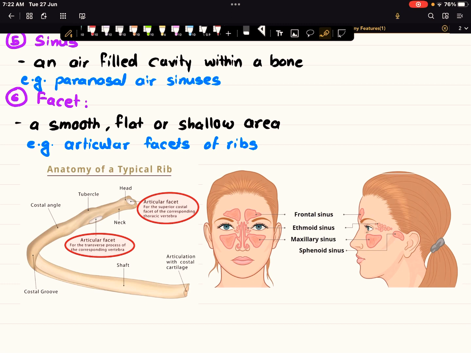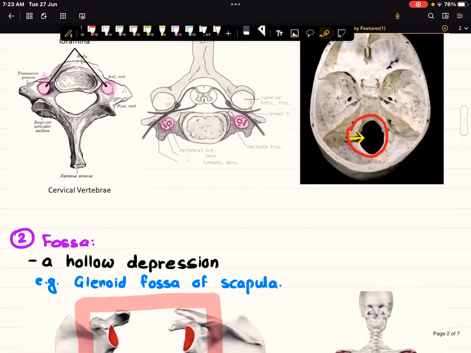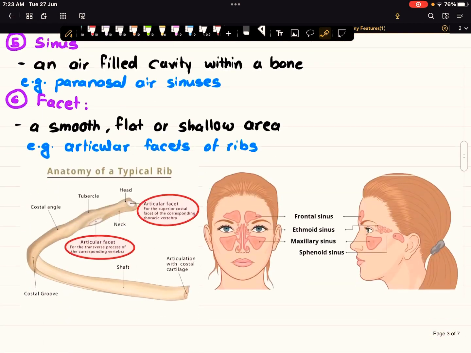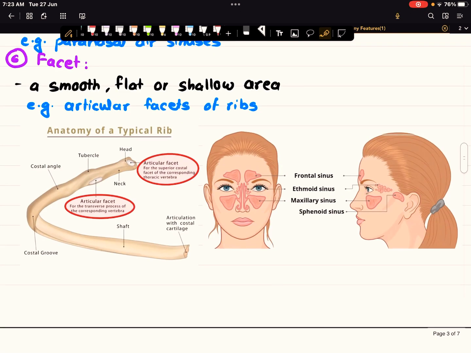Now coming towards another terminology called facet. Facet is nothing but a smooth, flat and shallow area. So what is the difference between fossa and facet? Fossa is a hollow depression, but a facet is a smooth and flat area. So what are the examples of facet? These are the articular facets of the ribs.